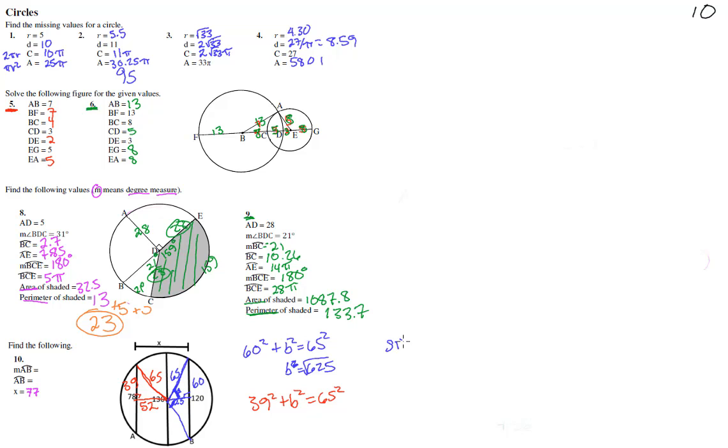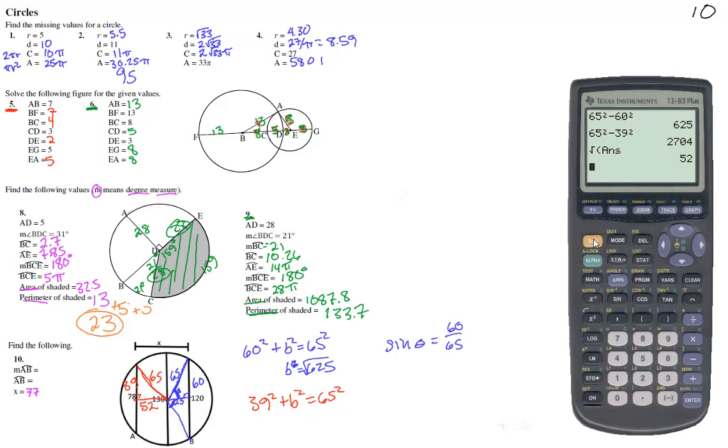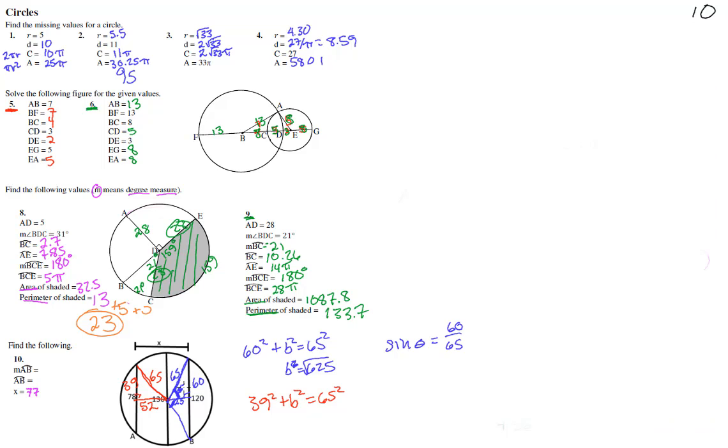Sine of theta equals 60 over 65. Let's find out what that angle is right in there. Calculator, sine inverse of 60 divided by 65. That equals 67.4 degrees in here. 67.4. Let's put that there. Theta is 67.4.